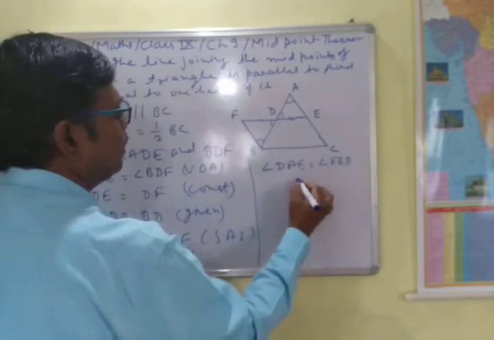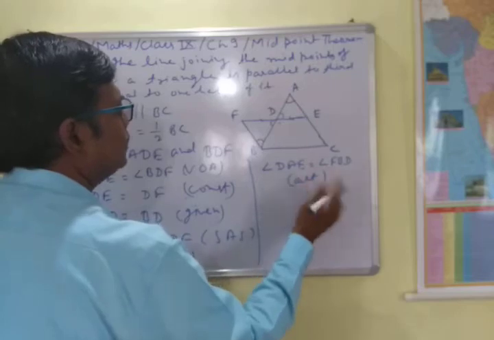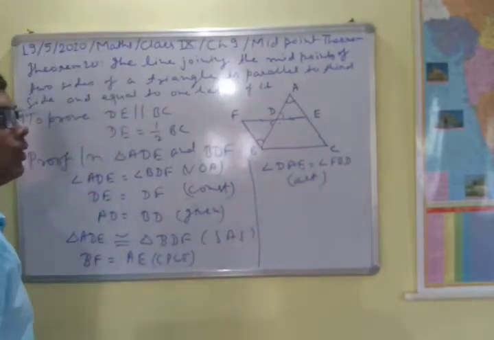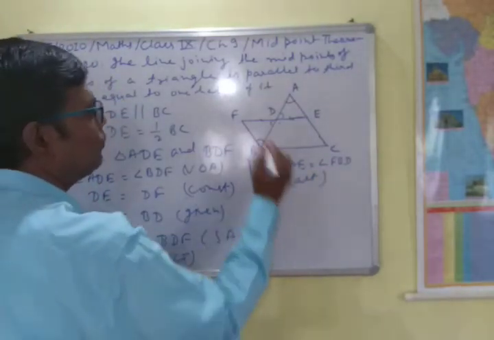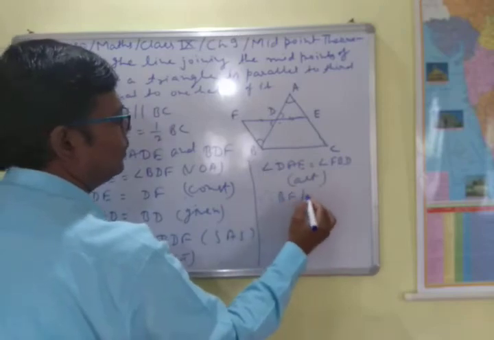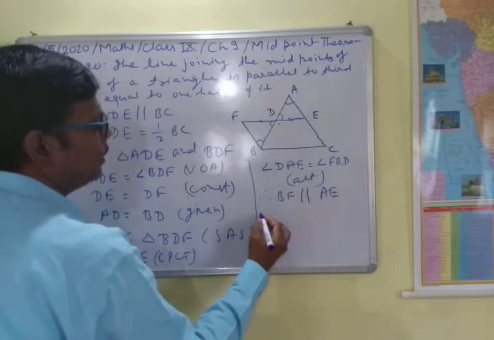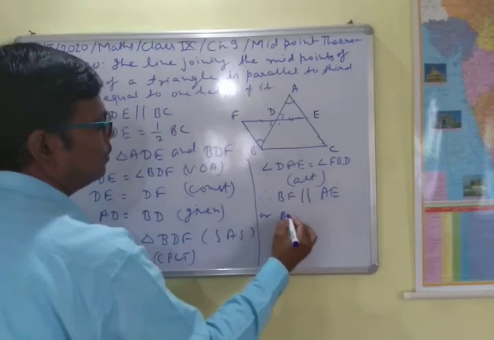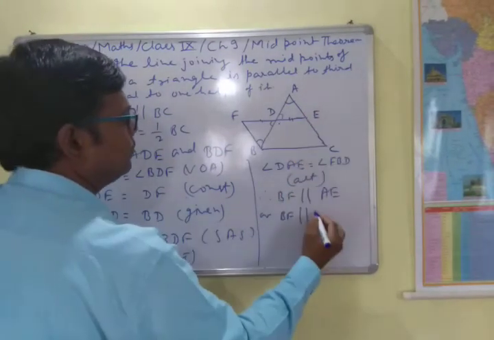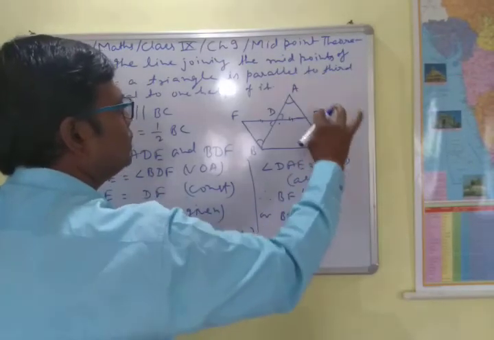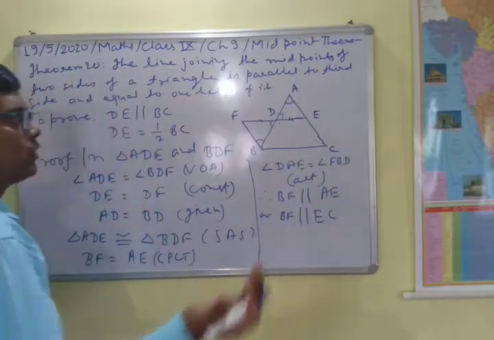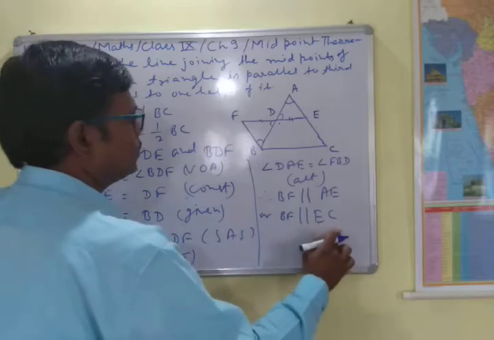And these are the alternate angles. Okay, these are the alternate angles, but they are equal, and therefore you will have BF parallel to AE. So BF parallel to AE, or you can say that BF parallel to EC, because AE and EC are the parts of the same line AC. So BF parallel to EC here.